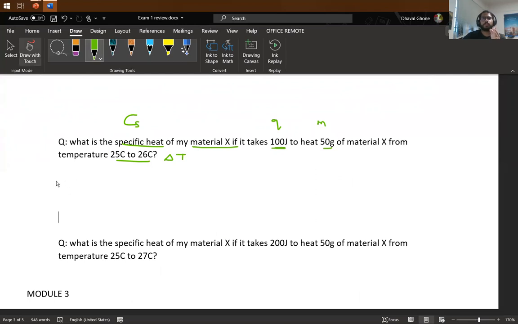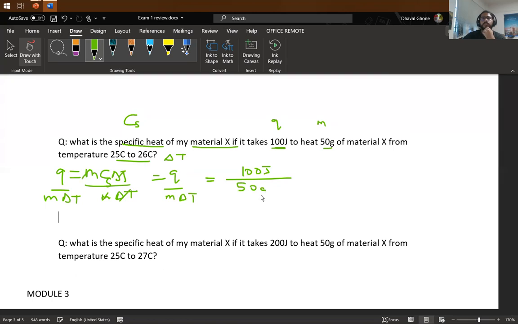I'm going to go ahead and solve this question now. Q equals M C delta T, and I want the equation in the form of CS equals something. So I'm going to divide both sides by M delta T. So they cancel off from this side, and what I'm left with is Q over M delta T. Okay, Q is given to you as 100 joules, M is given to you as 50 grams, and delta T is given to you, 26 minus 25, which is 1 Celsius.